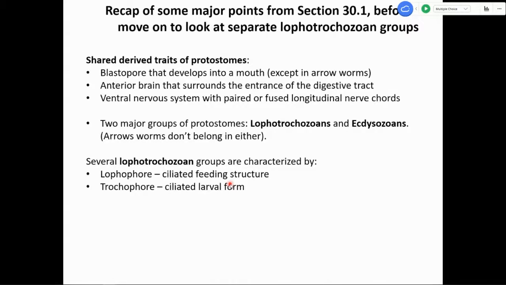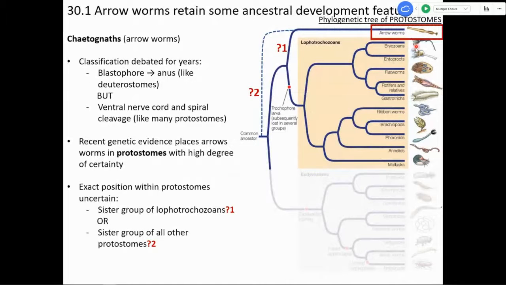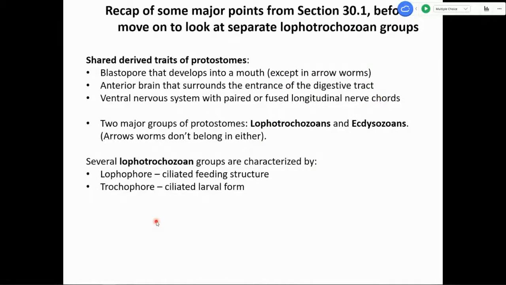So just a quick recap of some of the major points from section 30.1 in the book before we move on to look at separate Lophotrochozoan groups. We're going to, further on in this lecture and the next lecture, go through each one of these groups. So in general, they have shared derived traits: a blastopore that develops into a mouth, unless you're an arrowworm, an anterior brain that surrounds the entrance of the digestive tract, and a ventral nervous system, as opposed to ours, which is a dorsal nervous system.